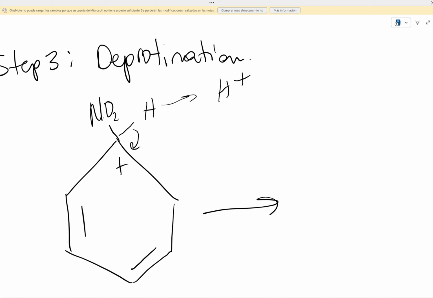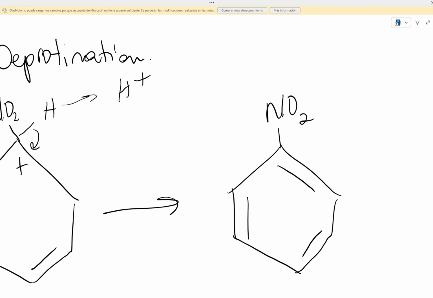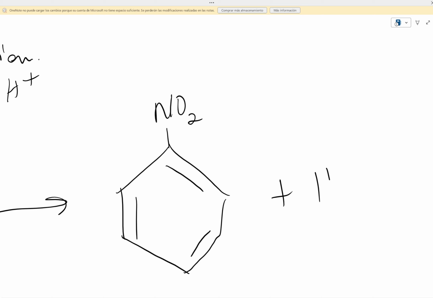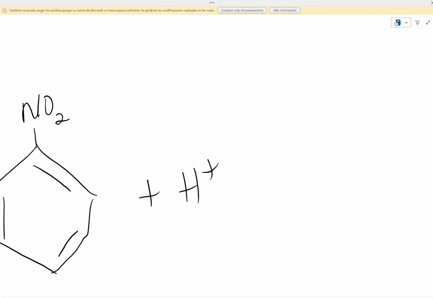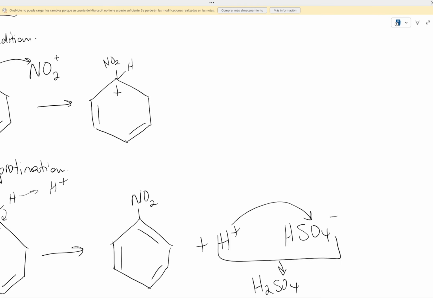So what is the result of this? The result of this is going to be nitrobenzene, NO2, nitrobenzene plus a proton. This proton now will actually be added back to our sulfate to recreate our catalyst. Remember, catalysts are chemically unchanged at the end of the reaction. So H2SO4 is recreated. Okay, so that is what's happening.